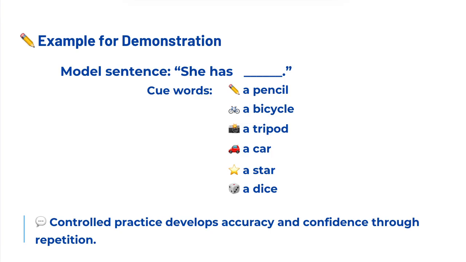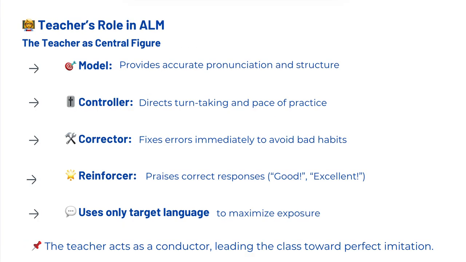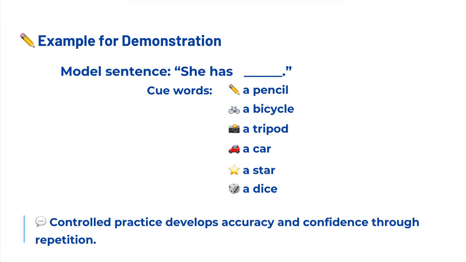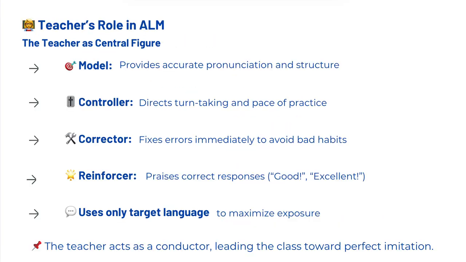So I say, a pencil. You say, she has a pencil. Then, she has a bicycle, she has a car, and so on. This kind of drill helps students practice the same structure many times until it becomes automatic. Other drills like backward build-up and Q&A follow the same pattern, focusing on accuracy and quick responses through repetition.